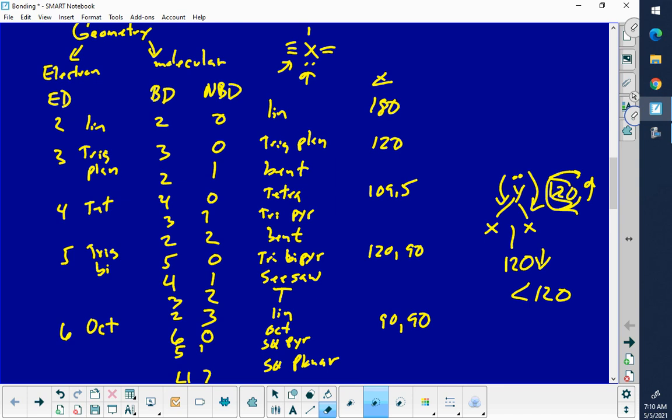So let's go up here just to refresh your memory. So this would be less than 120, less than 109.5, less than 109.5. This would be less than 120. My T would be less than 90. Linear, octahedral, and that's good enough. If you know those, and I'm not even sure how often they ask this, but just be aware.